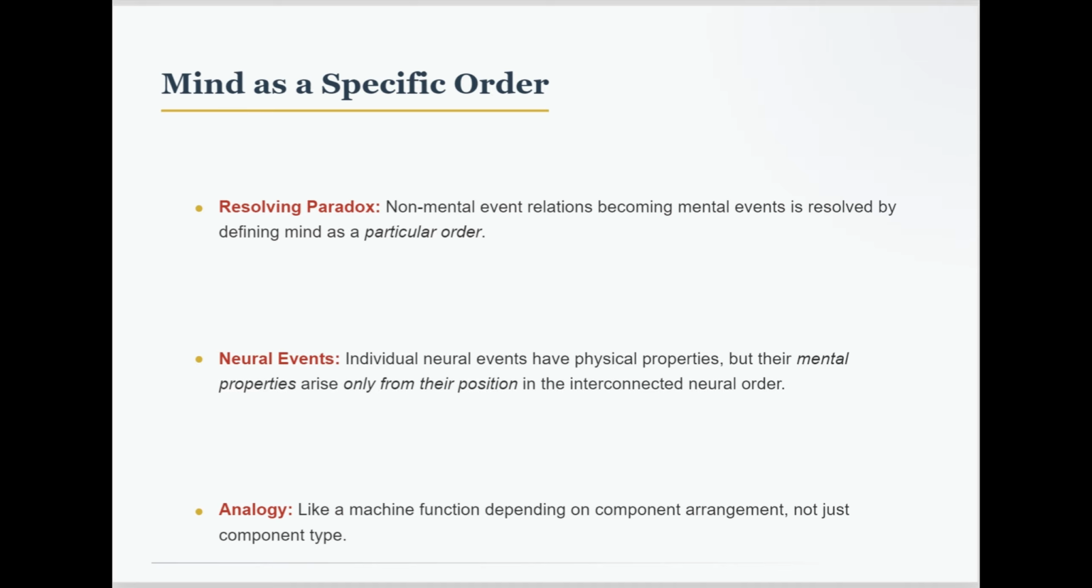But when that neuron becomes part of a vast interconnected network, participating in specific patterns of activity, it acquires new properties. Its significance, its role in generating a perception of, say, red, emerges only from its position and connections within that larger neural order. It's like a single gear in a machine. Alone, it's just metal. But within the machine, its function, its contribution to the overall task, is defined by its place in the assembly.